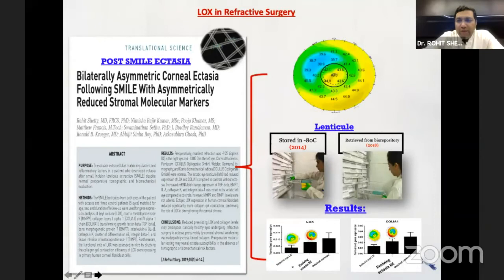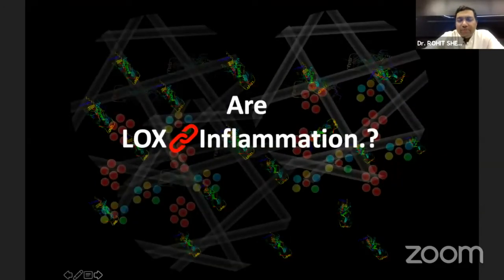We also have issues related to genetic markers. We published this work where, from a stored lenticule, we were able to pick up a gene which was defective in a patient who developed ectasia. We call it lysyl oxidase. Now, why is it important and how does it impact our management?